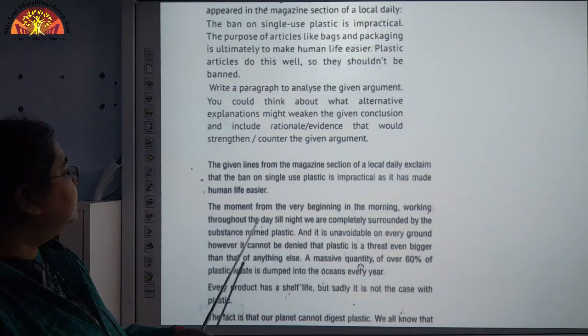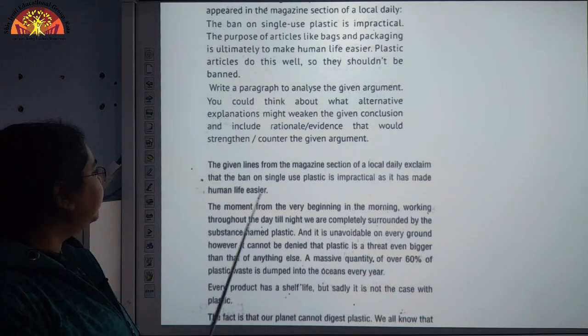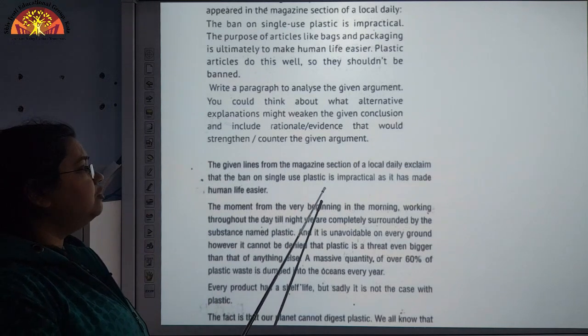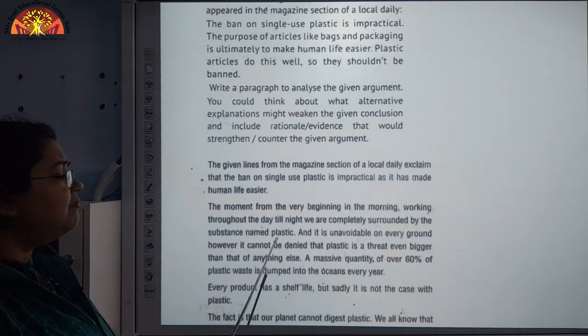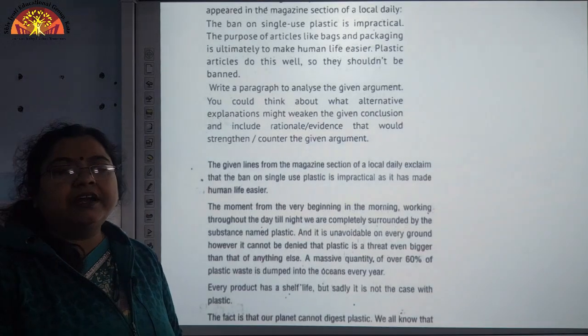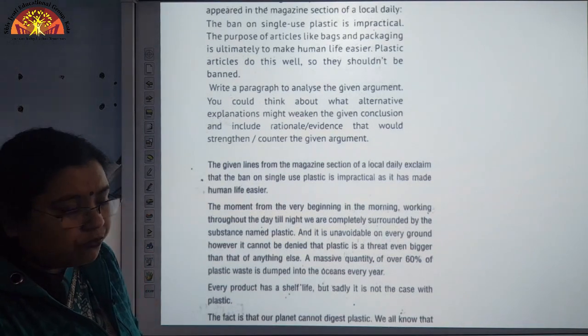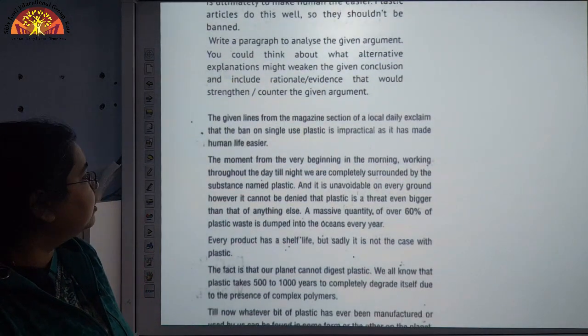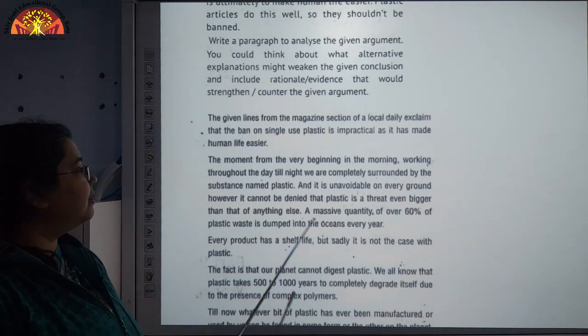Now, the given lines from the magazine section of the local daily claim that the ban on single use plastic is impractical as it has made human life easier. So, this you have described, that what the question is talking about and what is given to you in the question. Now, come to the second paragraph here.